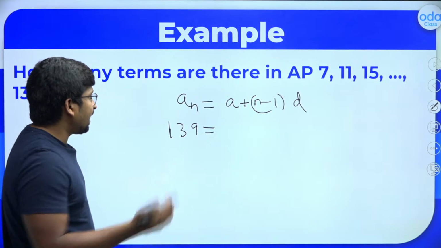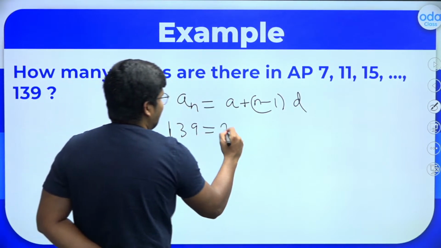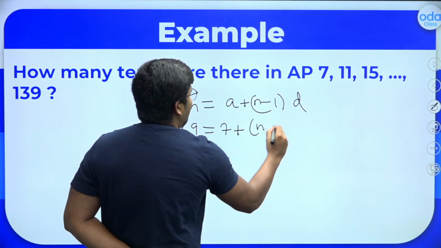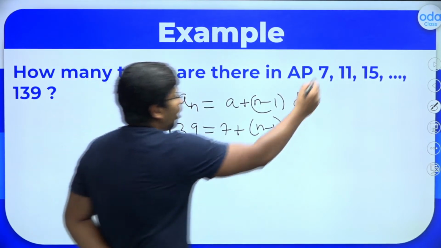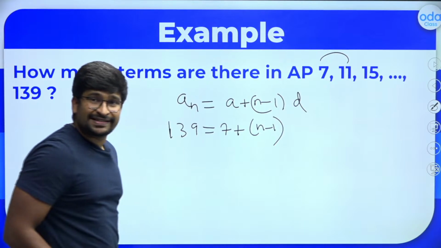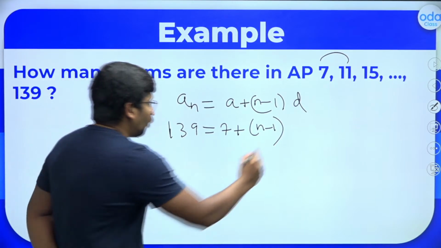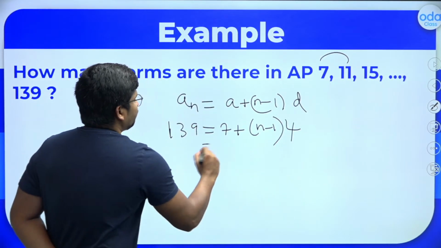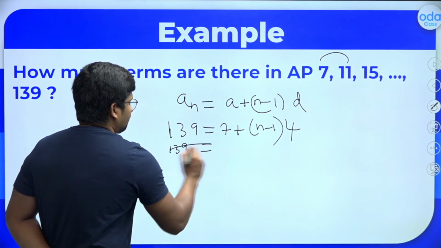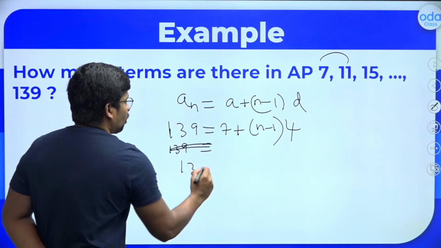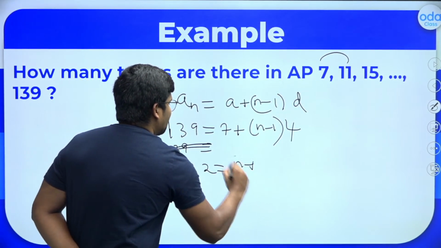So 139 is equal to a, the first term, which is 7, plus n minus 1, because n you do not know, that is what is to be found. And what is common difference? Second term minus first term, which is 11 minus 7, which is 4. Correct? So this should be 139 minus 7, which is 132, is n minus 1 into 4.